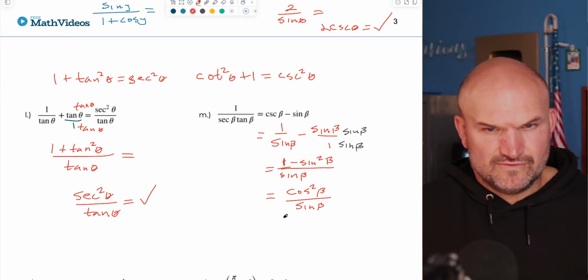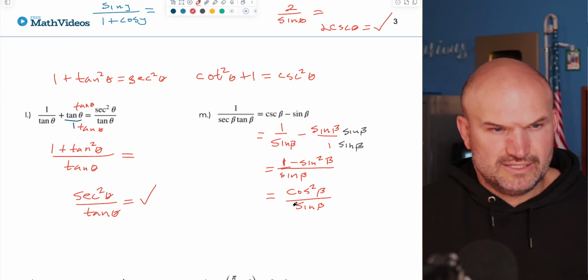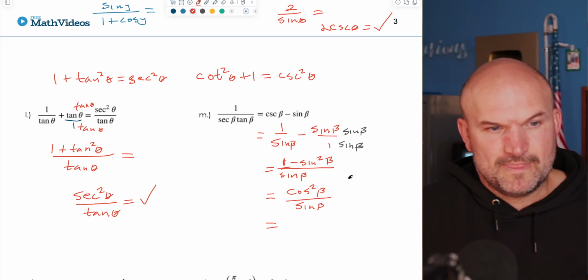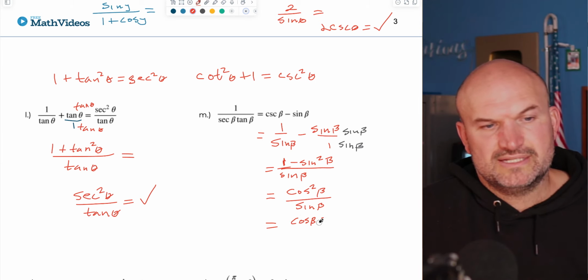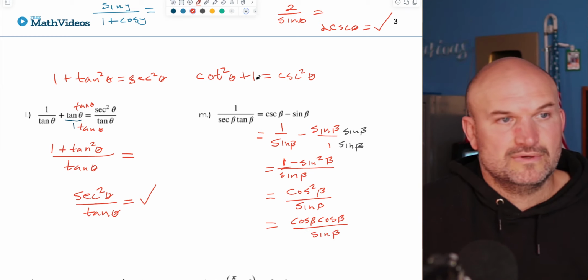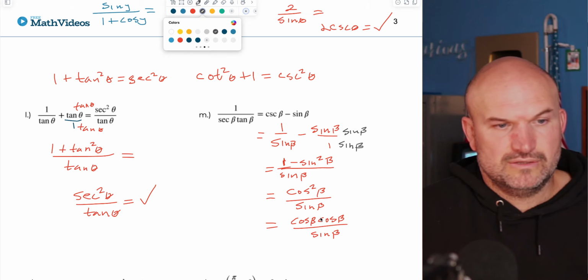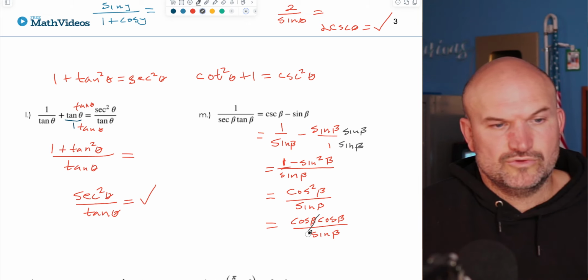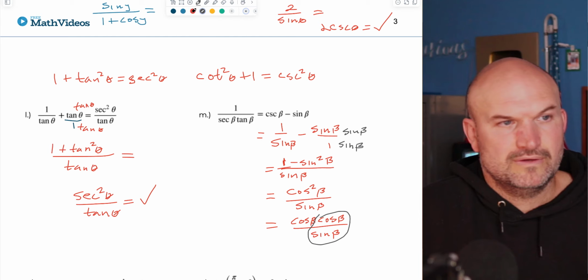And cosine over sine of beta. And then I can rewrite this. I can divide the sine with one of them, right? Because remember, that's cosine of beta times cosine of beta divided by a sine of beta, which we could group those two together.